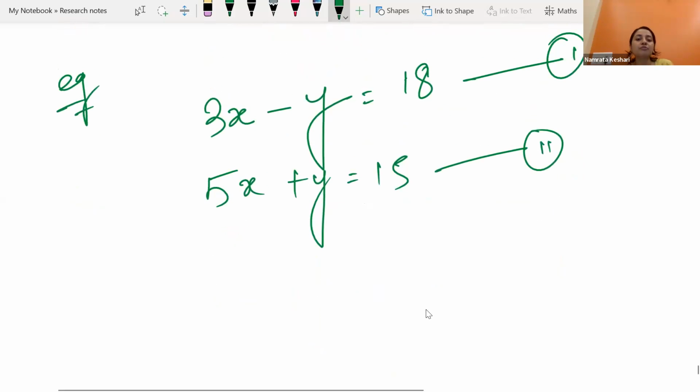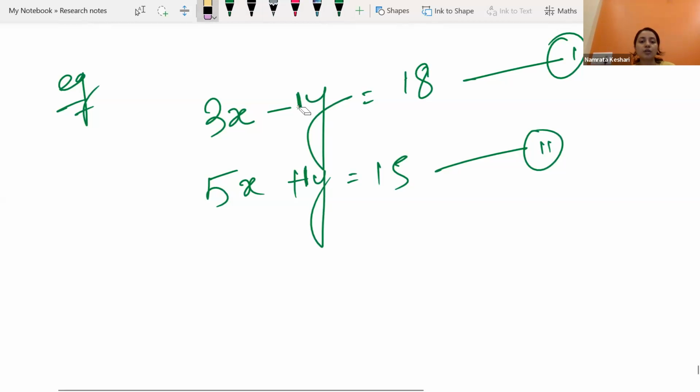Again here, if we have to find x and y values, we can use the elimination method. How? First we will match the coefficients, which one is already the same. So x is not the same, but y is already the same. The coefficient of y over here is 1 and the coefficient of y over here is 1. Both coefficients are the same. Sign we are not checking, coefficient we are checking. Okay, so y is there, y is there.